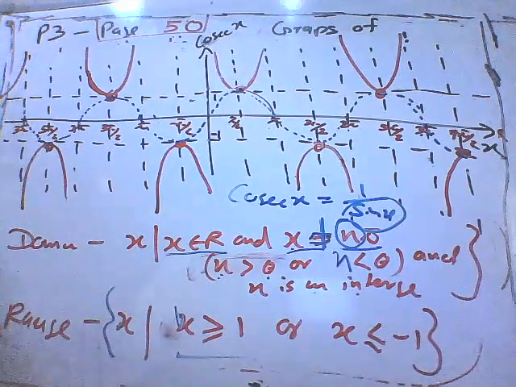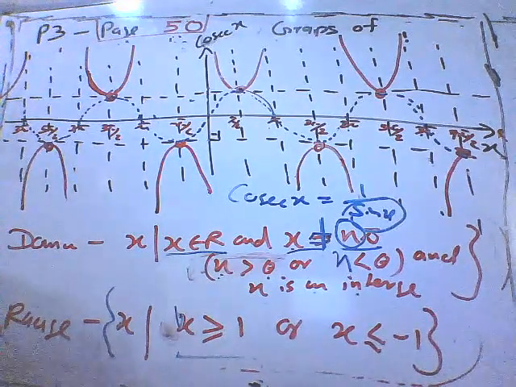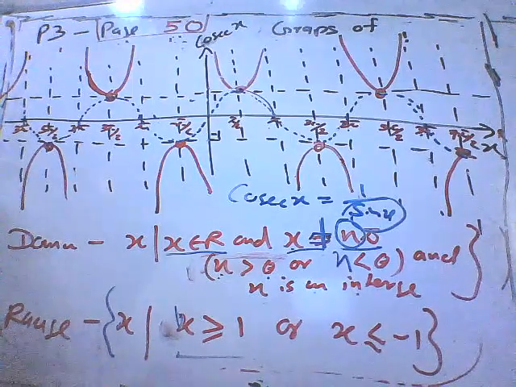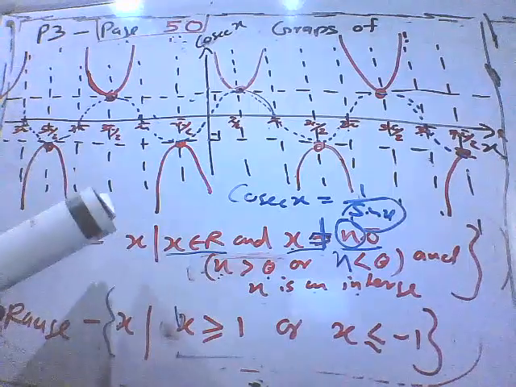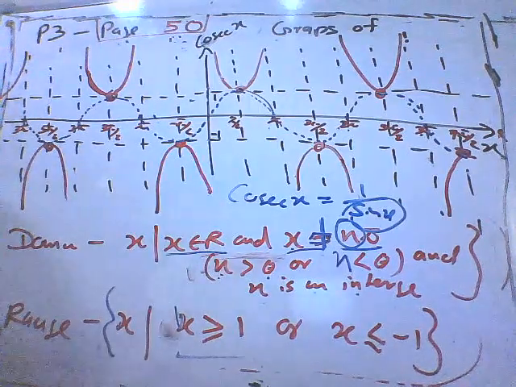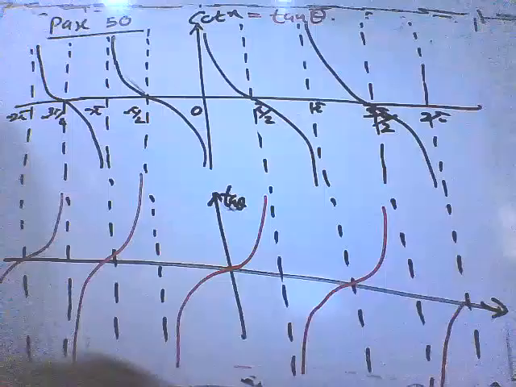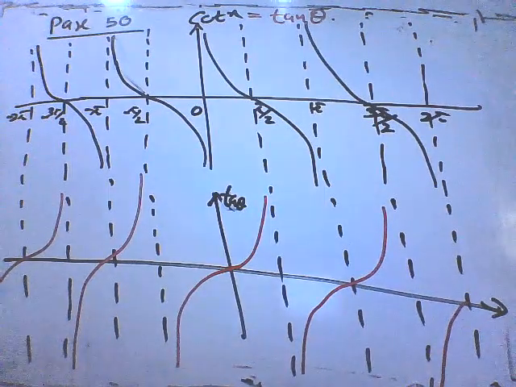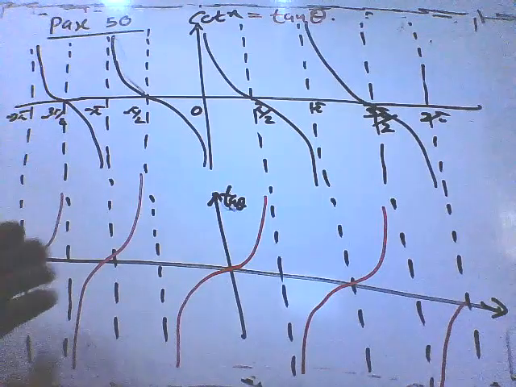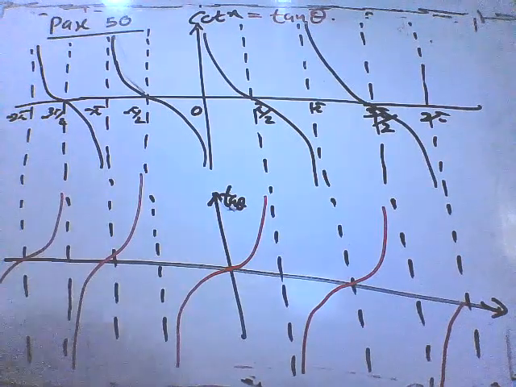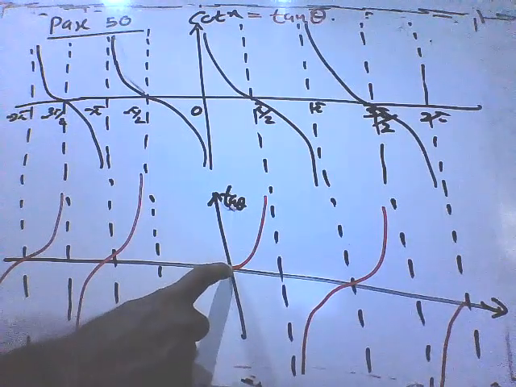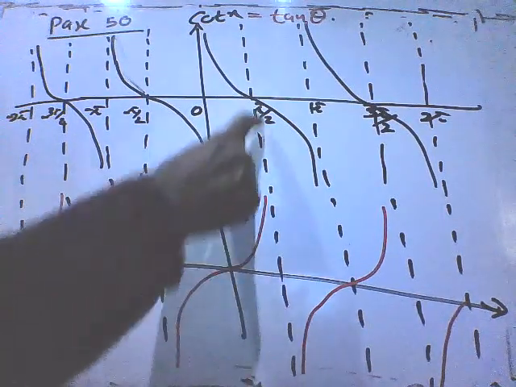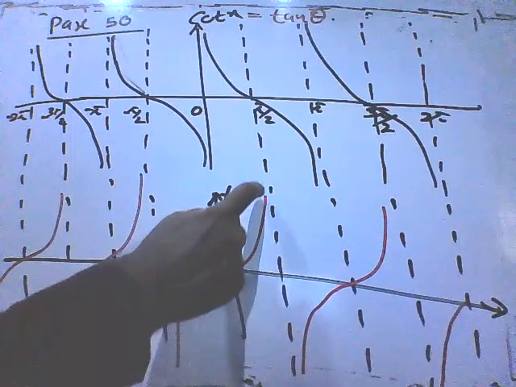I will erase this part and draw the cotangent, and we will see how the graph looks, and then I will explain. You can all look at that graph on page 50 while I am explaining. Here the cot theta graph will look like this, but we will consider our normal tan theta graph first. We know tan 0 is 0, and when it reaches pi over 2, it goes to infinity.